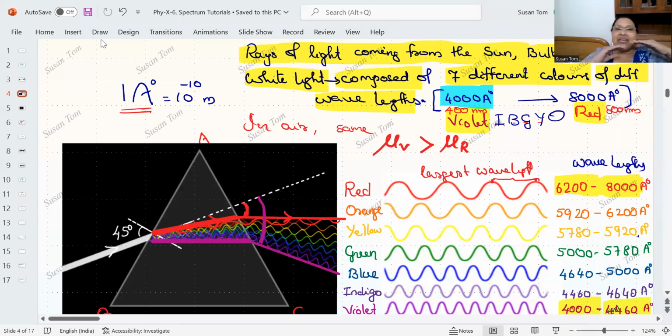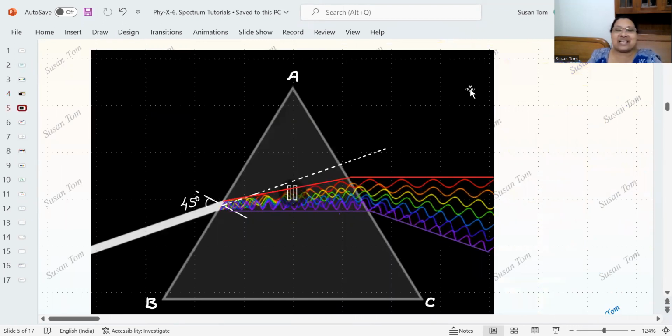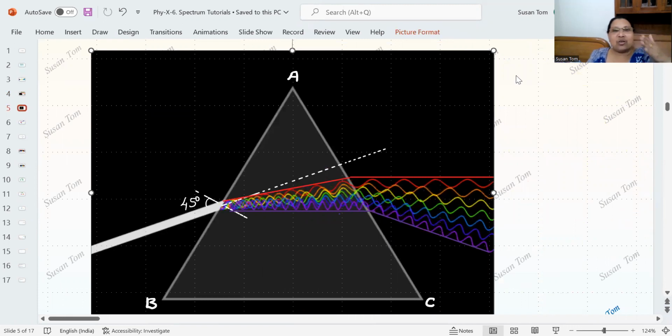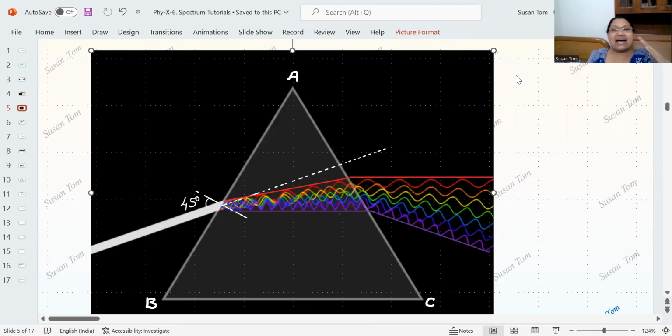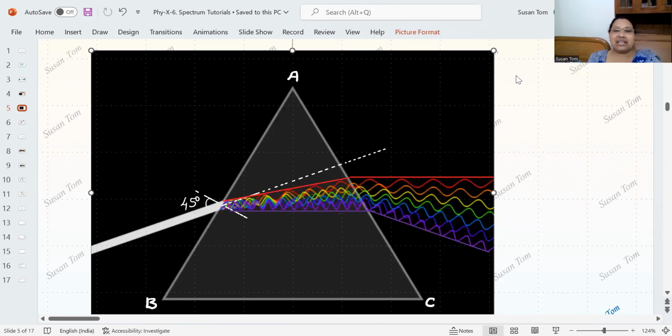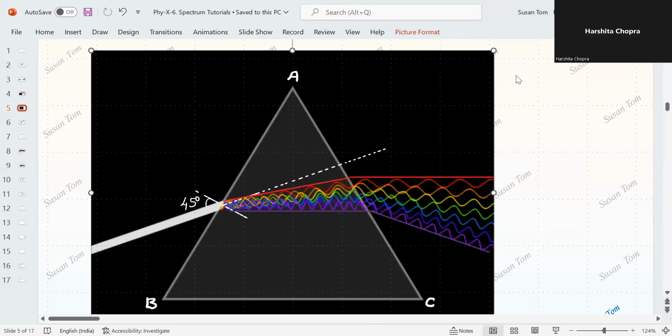Since they have different speeds, they bend at different angles, and they get separated at the face AB. On the AB side, they get separated. Children, this is the way they are moving. They all move from the same place. But since the speed is more and the wavelength is more for red, it bends only a little, while the violet bends more from the original path of the ray. Do you understand? Yes, ma'am.